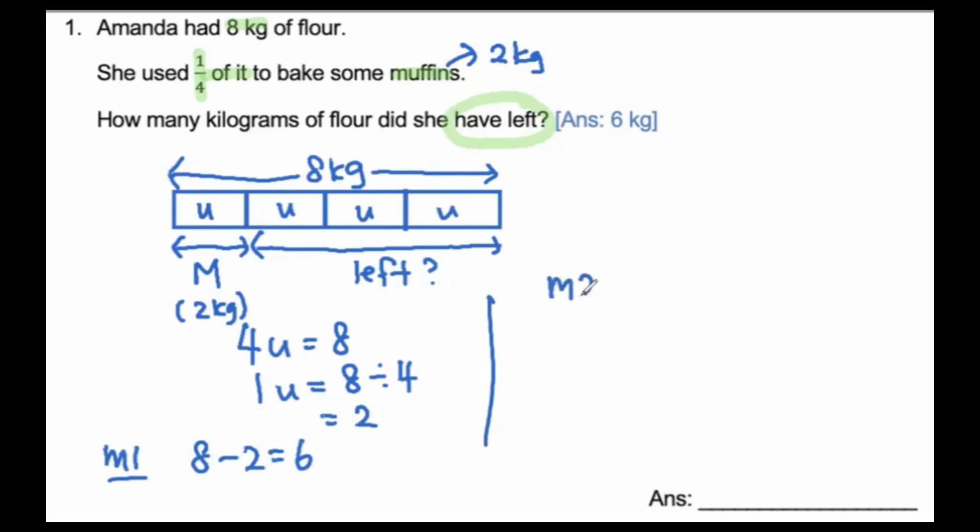Alternatively, we can also use the units, which is 1 unit representing 2 kg. Then we can find 3 units. So that would be 3 times 2, and that will give us also the same answer of 6 kg. So this will be the amount that was left, 6 kg.